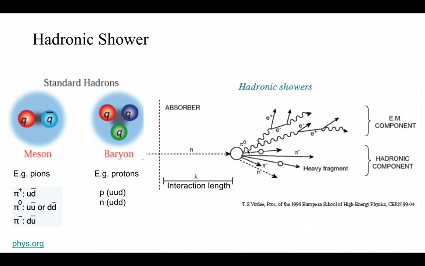Pi 0 decays to 2 photons, close to 100%. When photons interact with materials, they will convert to e plus e minus pair production. The energetic electron interacting with a nucleus can initiate bremsstrahlung radiation of a photon. This type of cascade particle production process is called an electromagnetic shower. This is the EM component of a hadronic shower.